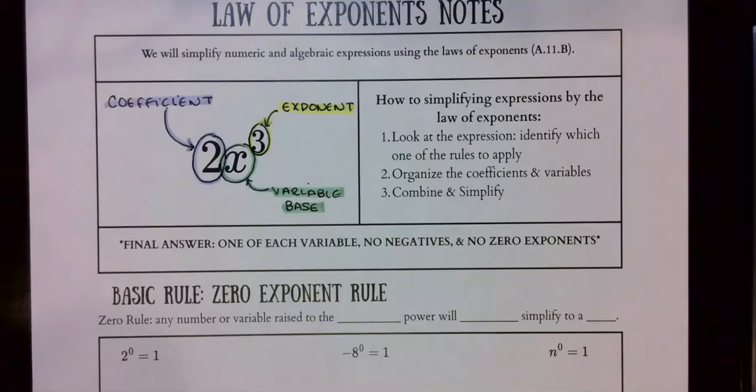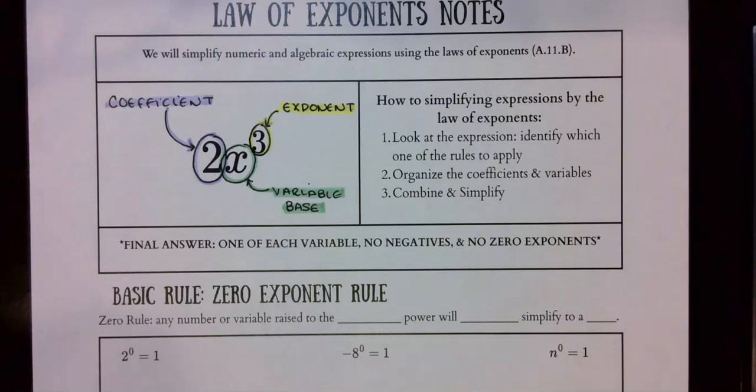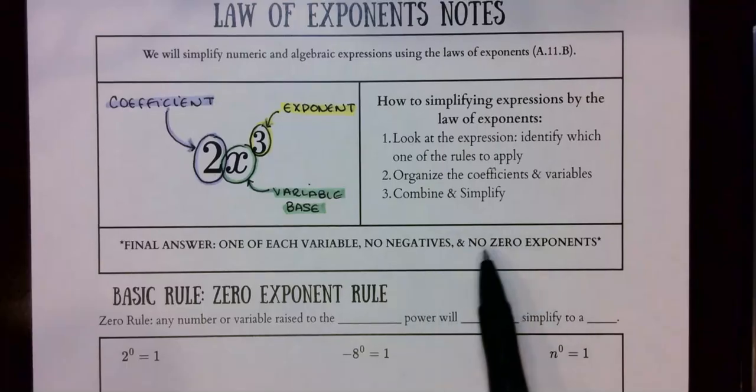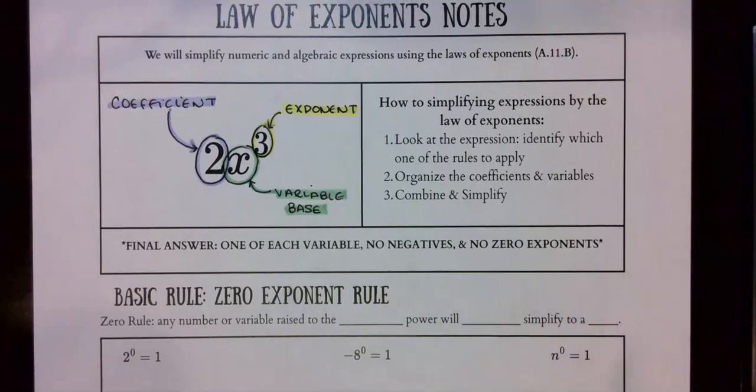And then the last step is to combine. Okay, there's certain things that we can combine, and there's certain things that we should be able to simplify. And you'll see that as we look at some of our problems today. Now, one of the main things that I want to focus on is what we have written down here. In order for your answer to be your final answer, you have to make sure that you don't have the same of one variable. So you're only allowed to have one x, one y, one z in your final answer. We're not allowed to have negative exponents, and we're not allowed to have 0 exponents in our final answer.